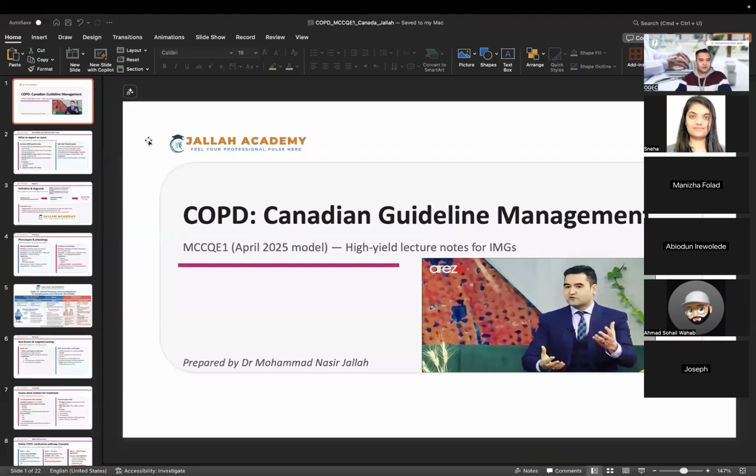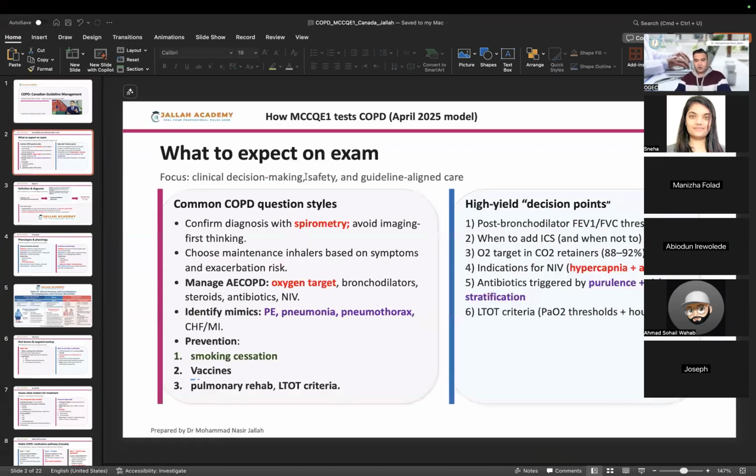Good. All right. So today we're going to talk about COPD. So asthma and COPD is very commonly tested, very commonly. I have never seen any MCQ exam that did not have any question from asthma or COPD. So always in the licensing exam, regardless of which country you are preparing for, COPD and asthma are going to be very commonly tested.